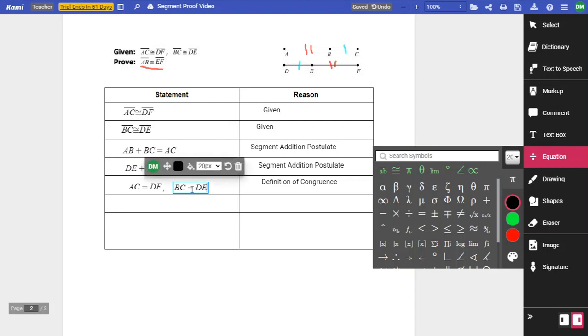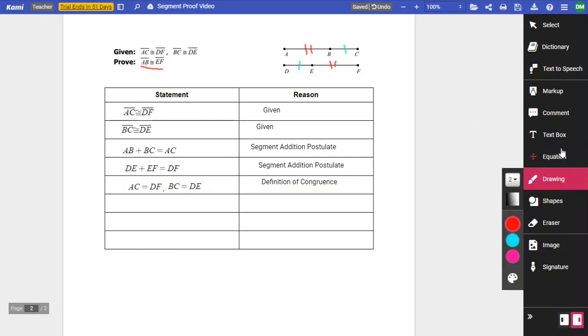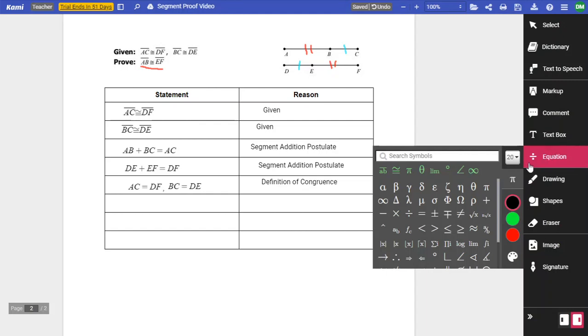And these are both the definition of congruence, so this is fine. If we're doing two things that are both basically the same with the same reason, you can put them in the same line. Okay, so let's start making some substitutions.